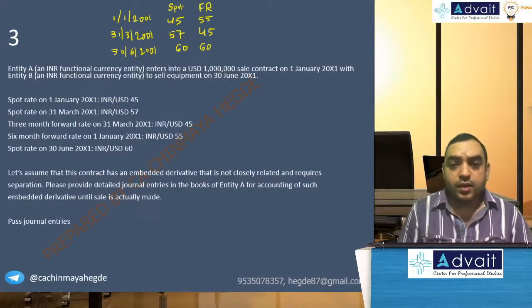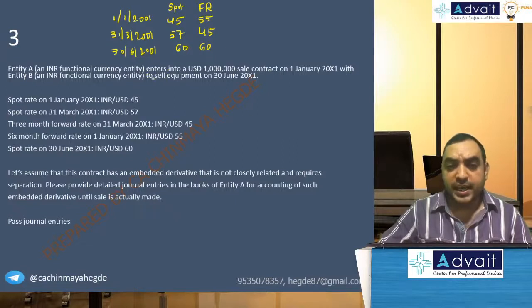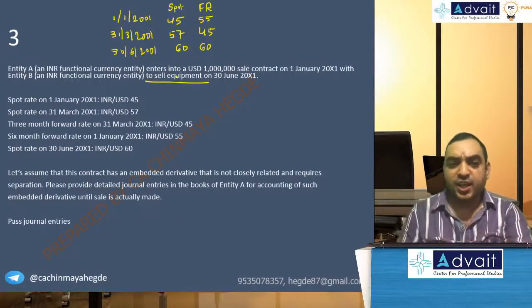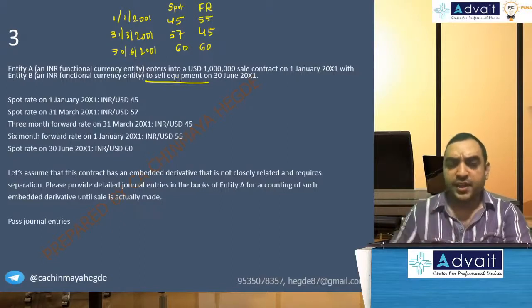Okay, this is to... Entity A enters into a contract with B to sell an equipment. Let's say the equipment is the regular goods. So let's go for this sale contract only.